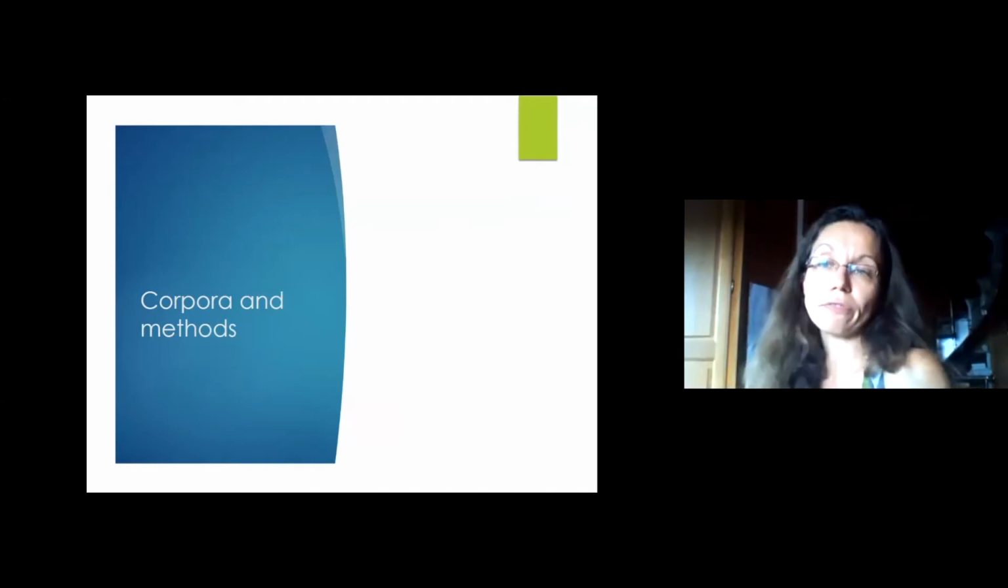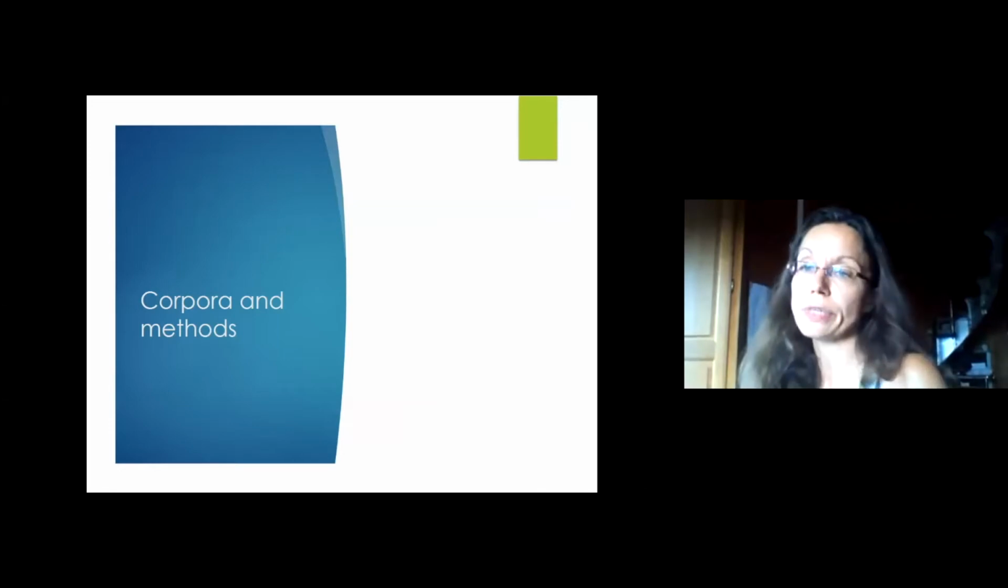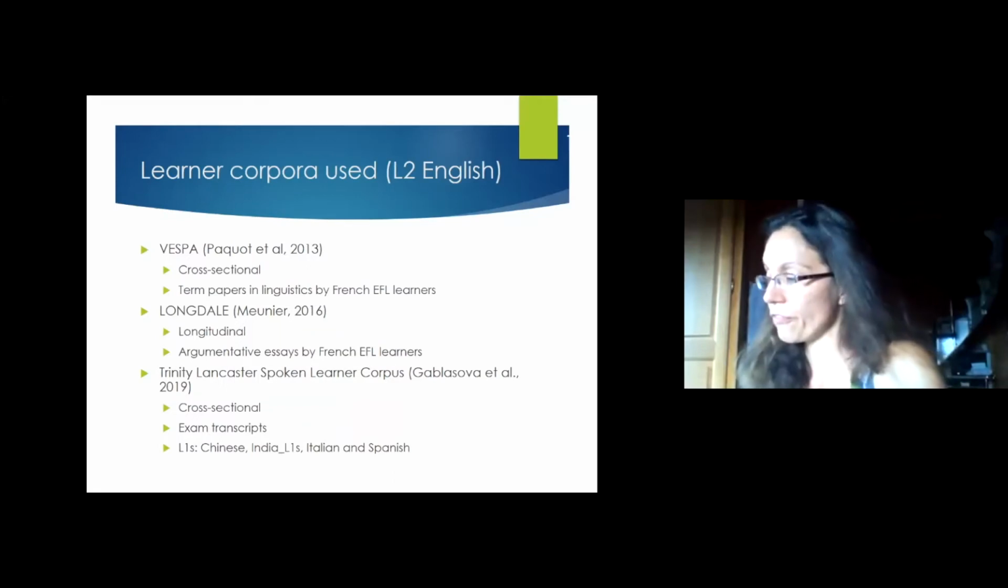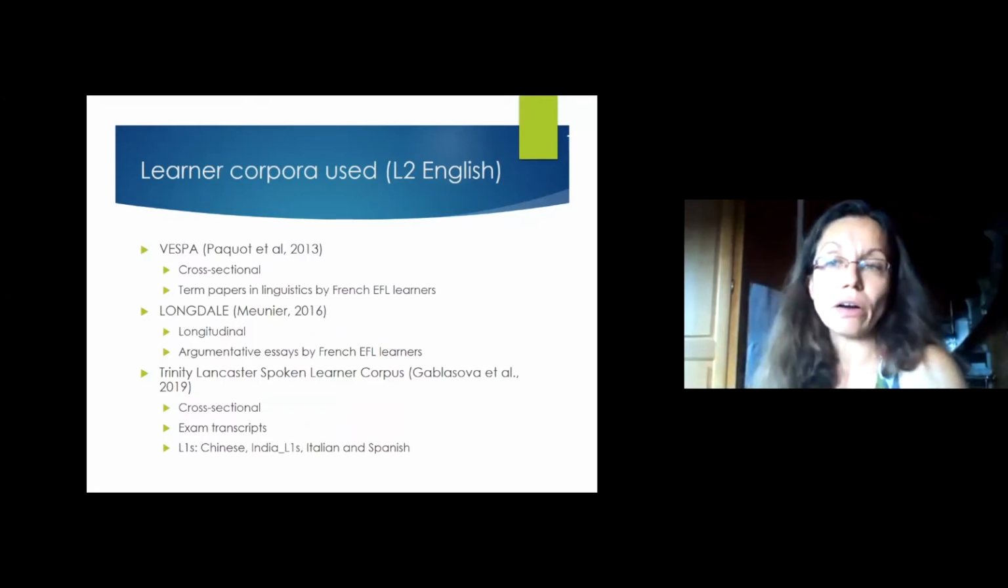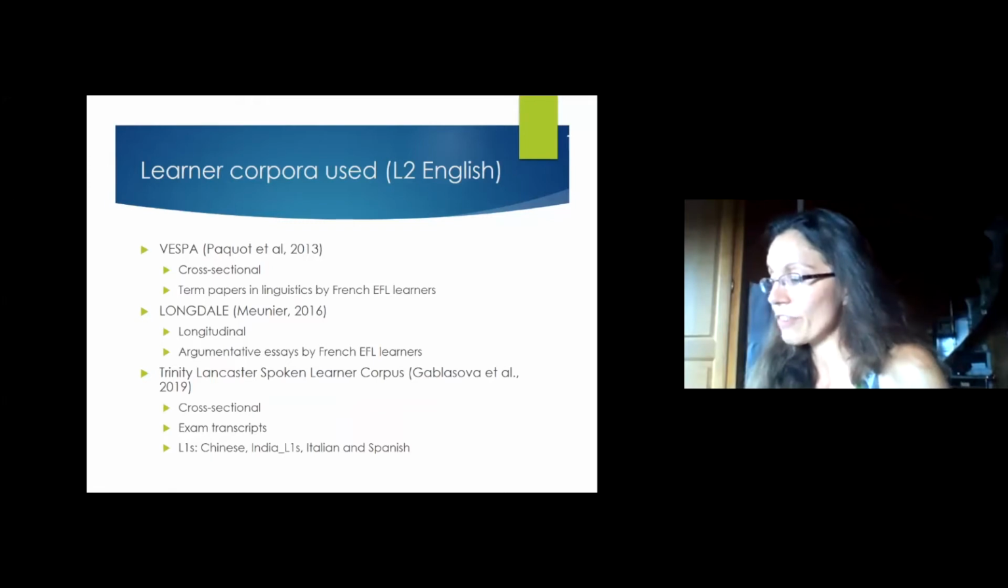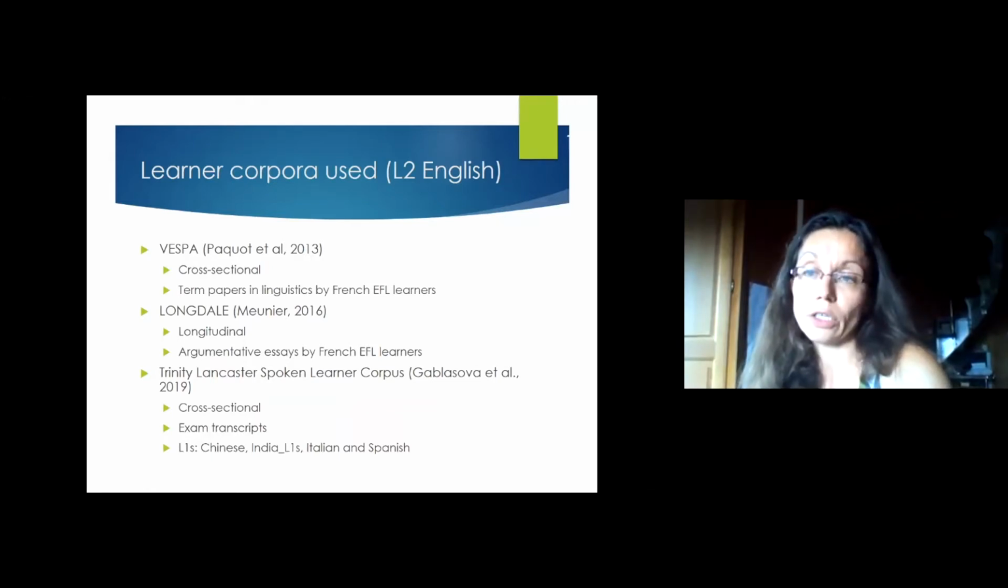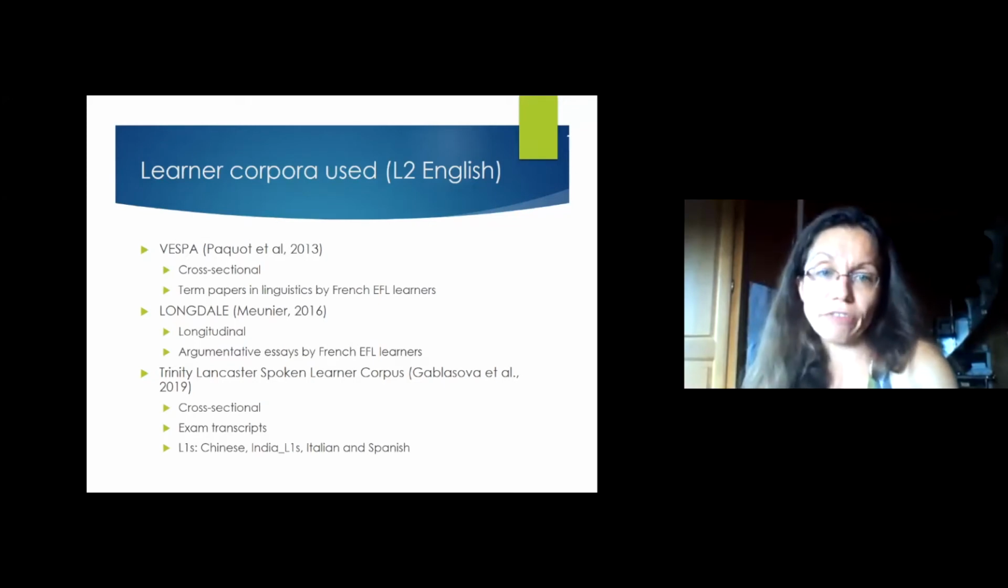So in terms of the corpora I've been using so far to investigate phraseological complexity, I've focused primarily on L2 English, and I've investigated phraseological complexity in subparts of the following corpora. So the VESPA, which is a corpus I compiled. It's a cross-sectional corpus of term papers in linguistics by a variety of EFL learners, but the subpart I've used is by French EFL learners.